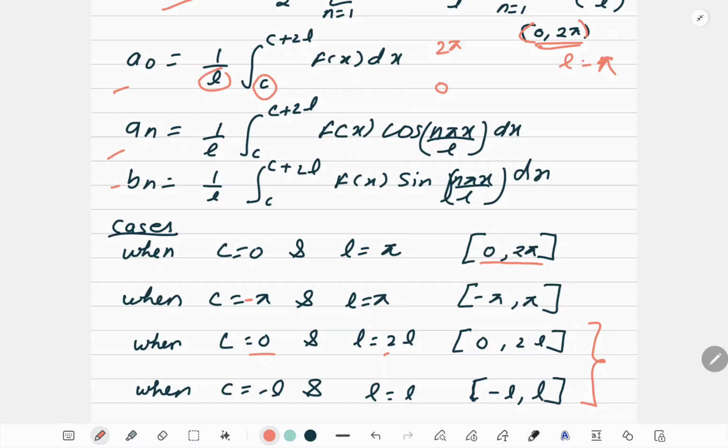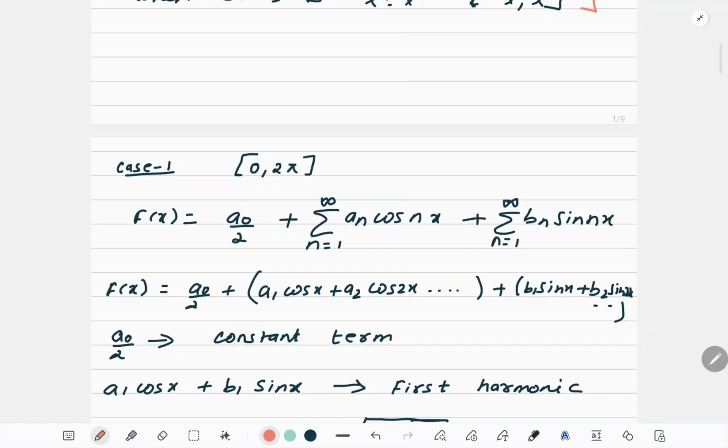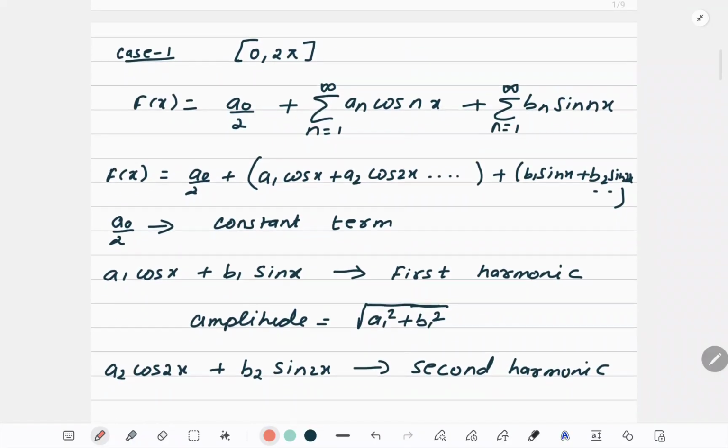Okay. So now let's come to the main concept. Case 1, 0 to 2 pi. Okay. Now we are starting with the harmonic analysis. Now, if the question is given from 0 to 2 pi, the very first thing you should check is if 0 and 2 pi both are given in the table, you have to remove one because it is a periodic function.